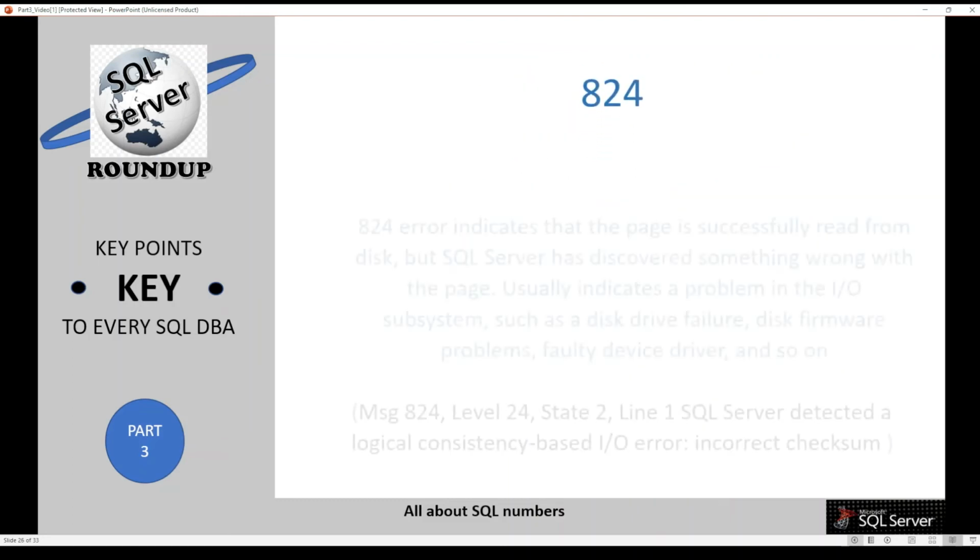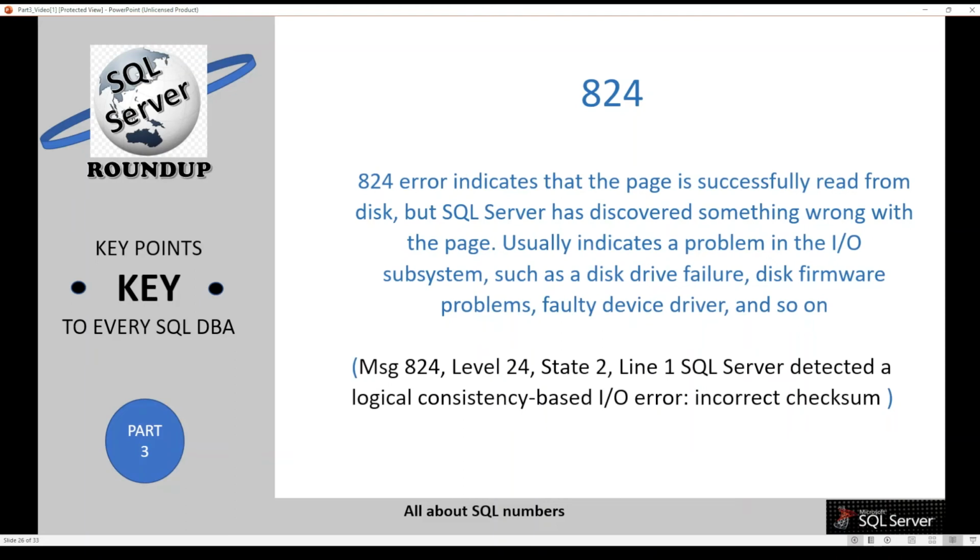824. An 824 error indicates that the page is successfully read from disk, but SQL Server has discovered something wrong with the page. It usually indicates a problem in the I/O subsystem, such as a disk drive failure, disk firmware problems, a faulty device driver, and so on.